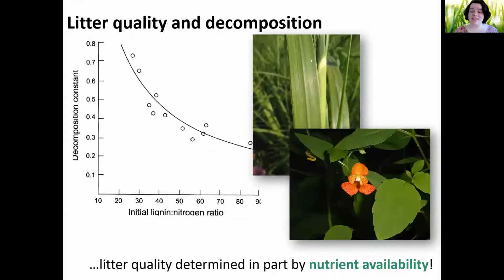The quality of the litter is related to the value of K. So this graph shows the decomposition constant K on the y-axis and the ratio of lignin to nitrogen in the leaf on the x-axis.